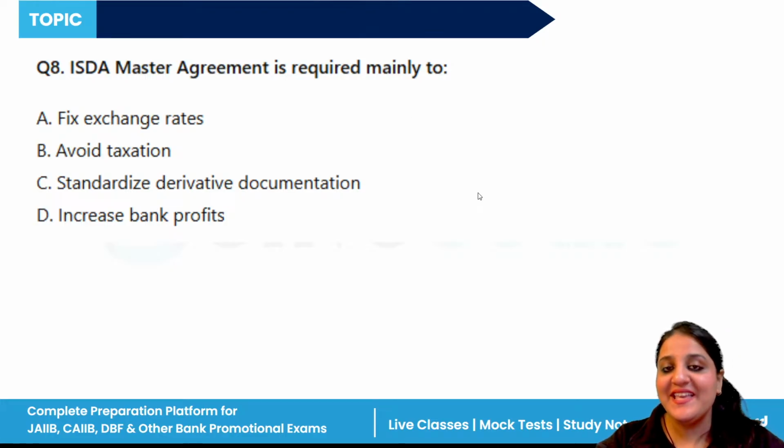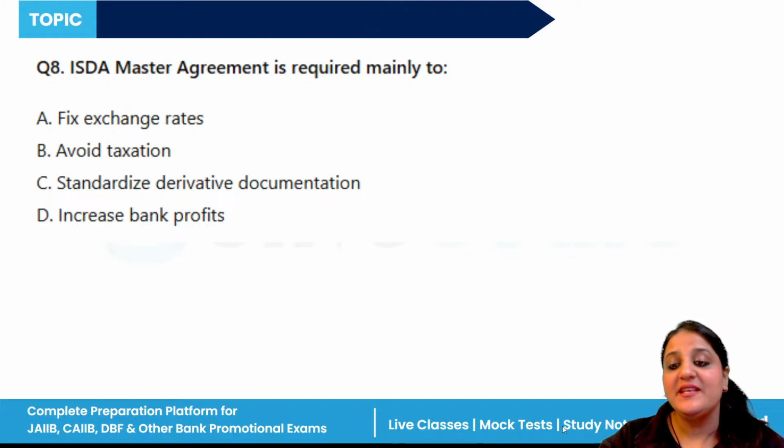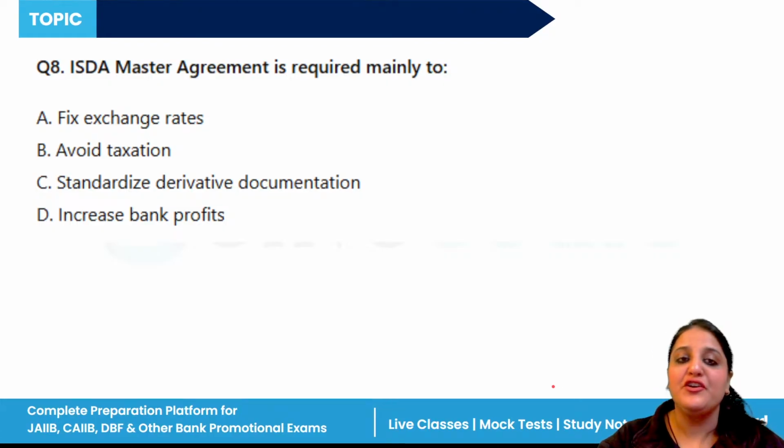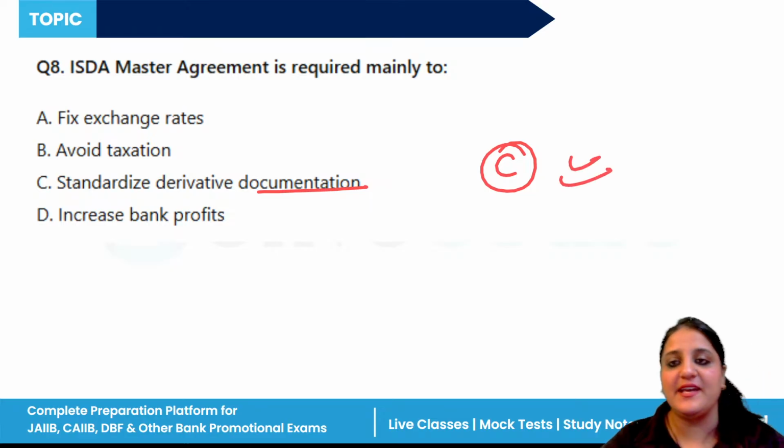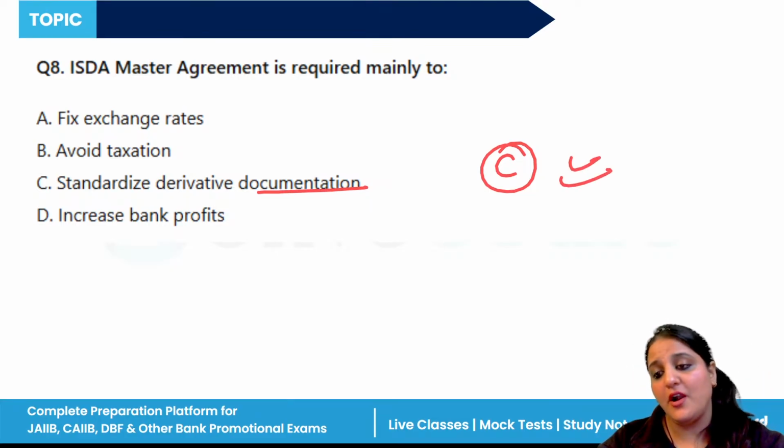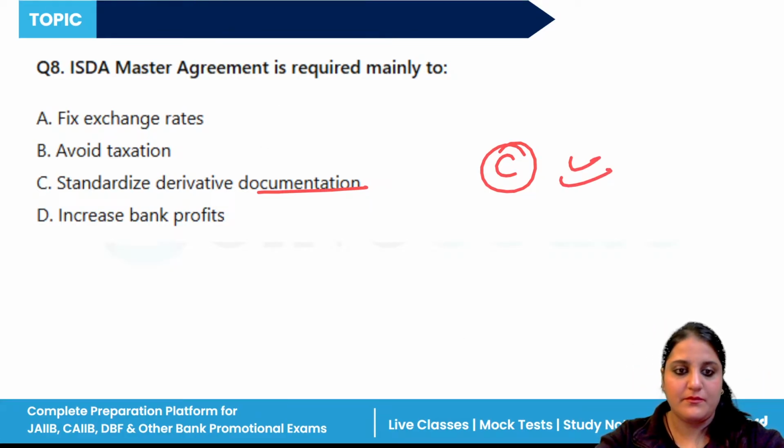So ISDA master agreement is required mainly to what? Standardized derivative documentation. So option C is definitely correct here. Got it? That is the correct answer.